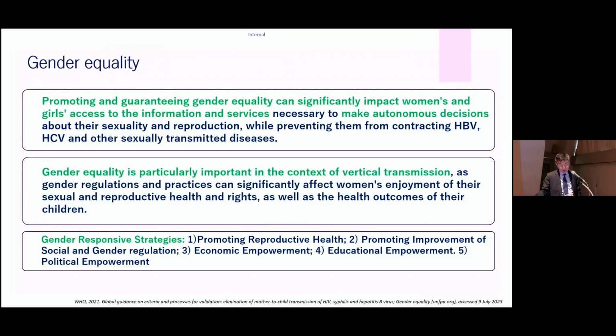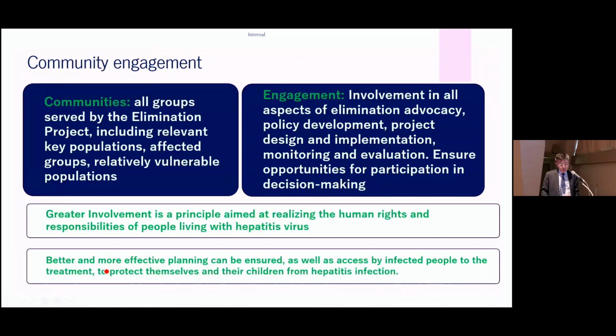And also, gender equality is particularly important in the context of vertical transmission, because this concerns their sexual and reproductive health and rights, as well as the health outcomes of their children. So therefore, gender equality not only touches women, but also their children. We need response strategies including promotion of reproductive health, improvement of social and gender regulation, economic empowerment, education empowerment, as well as political empowerment, a very important one.